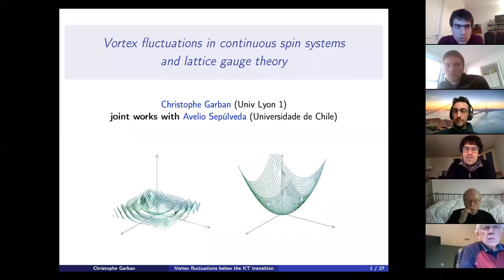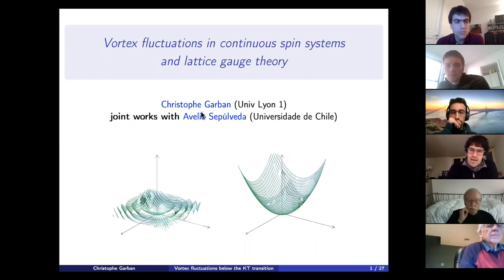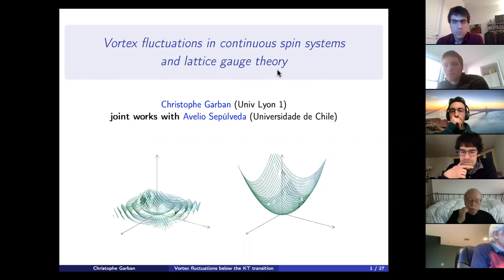This is a joint work I did with Avelio Sepúlveda from Santiago in Chile. What we were interested in this work is to look at continuous spin systems. So these are systems that live on a lattice. For most of the talk, it will be Z2, and from time to time, it will be Z4. And those spin systems have a continuous symmetry group.